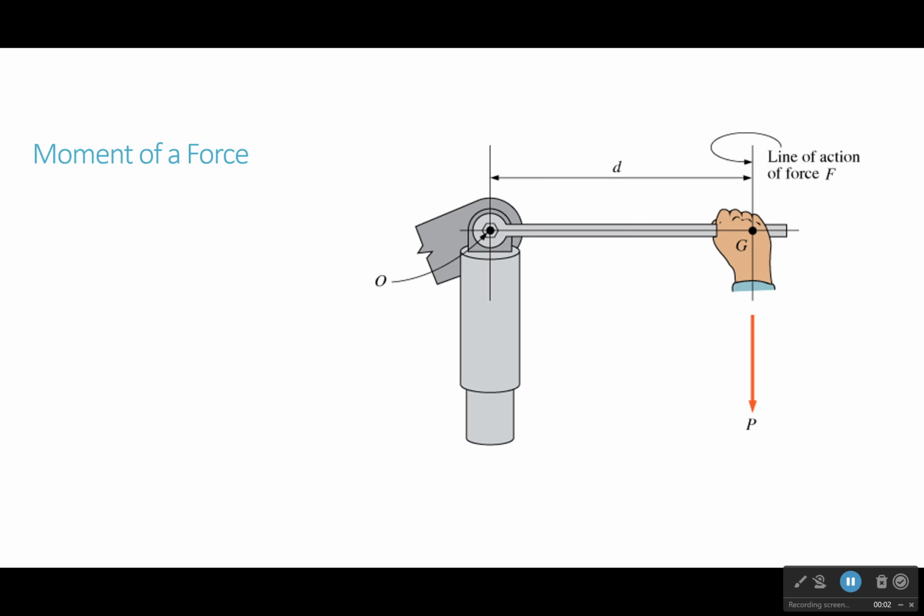Okay everyone, today we're going to learn about something called moment of a force. Moment of a force. This is a very important concept for the rest of the time, so make sure that you are mastering this today as you listen. So what is the moment of a force? Well, moment is the tendency of a force to induce rotation about some point.